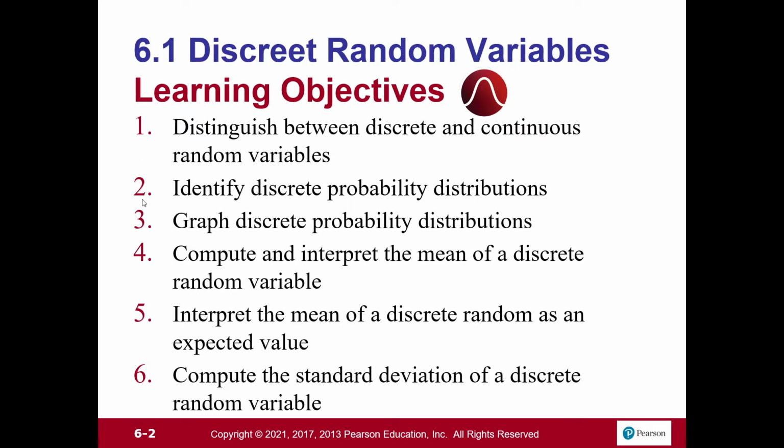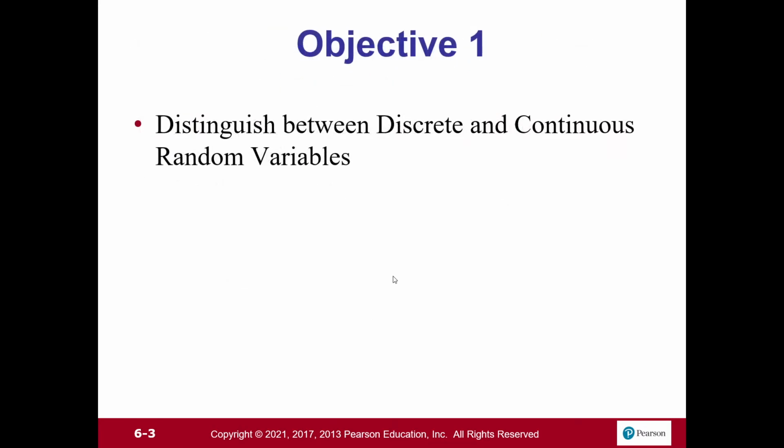of different learning objectives. All right, you're going to distinguish between discrete and continuous random variables. And it's pretty consistent with what discrete and continuous numbers were. Identify discrete probability distributions, graph discrete probability distributions, compute and interpret the mean of a discrete random variable. Interpret the mean of a discrete random variable as an expected value, and compute the standard deviation of a discrete random variable. Distinguish between discrete and continuous random variables.